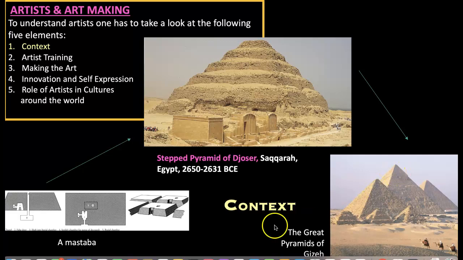So, context. It's important to understand sometimes the culture and beliefs of a civilization like ancient Egypt, but also to understand the precedents. What came before that informs the direction of a creative product, like a work of architecture.